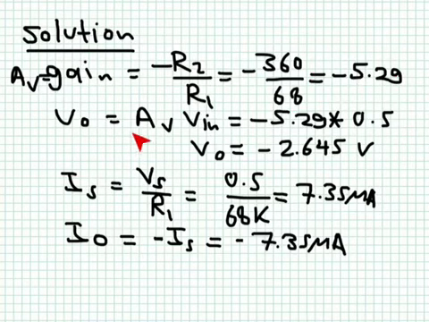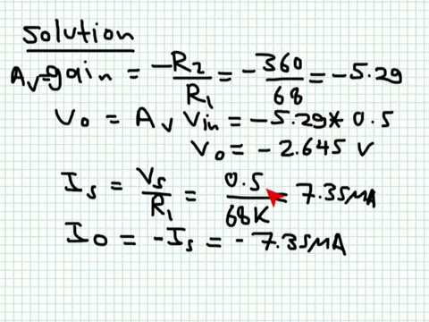V out is simply equal to AV times VN. It is a DC circuit. If you apply 0.5 volts, this circuit will amplify by minus 5.29. You multiply minus 5.29 by 0.5, you end up with minus 2.645 volts. We agreed that IS, the current drawn from the source, is equal to Vs minus 0 over R1.